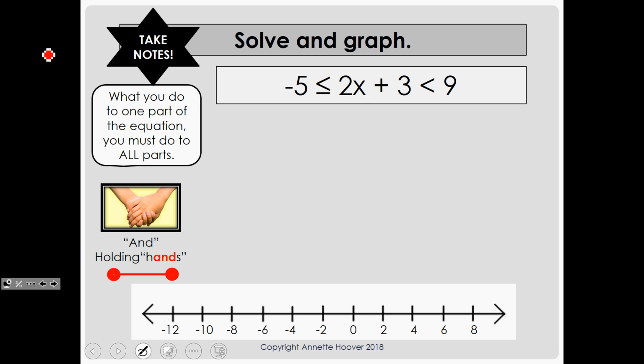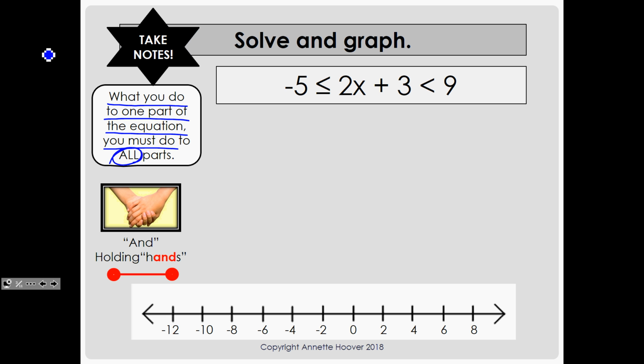In this one, it's also an and statement, but instead of using the word and, they write it with 2 inequality signs. Because there are 2 inequality signs, that actually divides this inequality into 3 parts. The part on the left, the part in the center, and the part on the right. So we are going to have to get the variable by itself in the middle. Here's what you have to remember. What you do to one part of the equation, you must do to all parts. And remember, there are 3 parts.